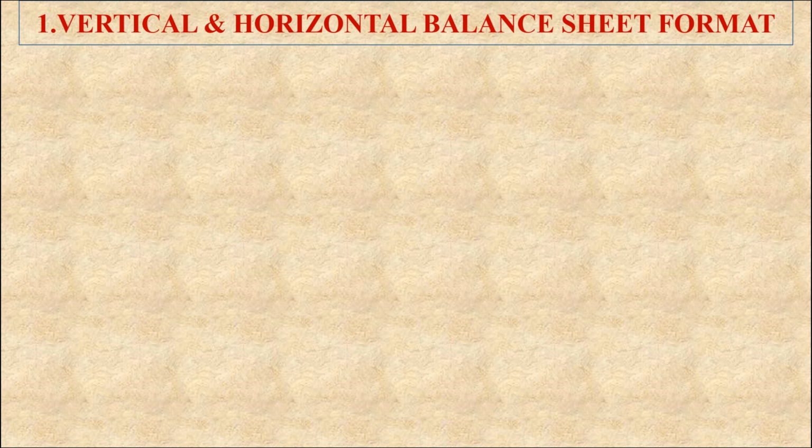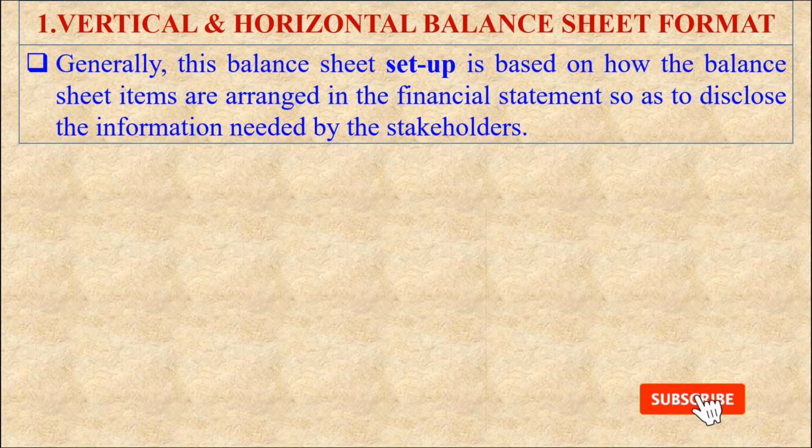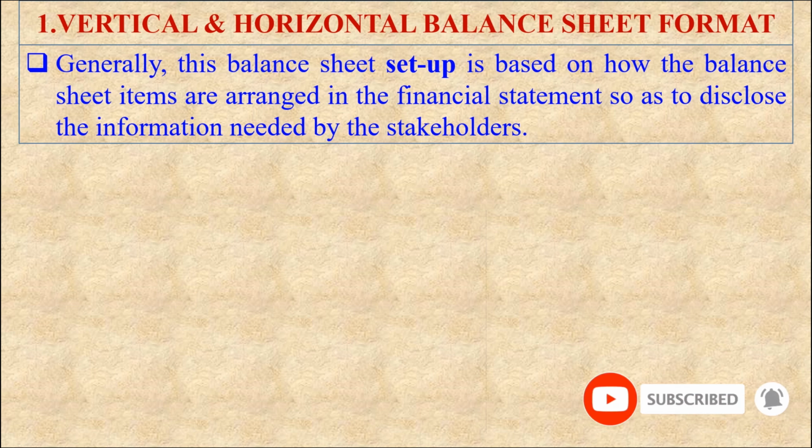So the next move is to look at each one of them, and I will be giving you the definition and what each format entails, and I will be making a presentation of a balance sheet so that you can see the distinction between one format of a balance sheet as compared to another. So there we go. Vertical versus horizontal balance sheet format. Now generally, this balance sheet setup is based on how the balance sheet items are arranged in the financial statement so as to disclose the information needed by the stakeholder.